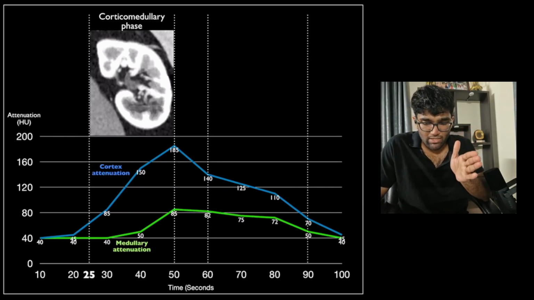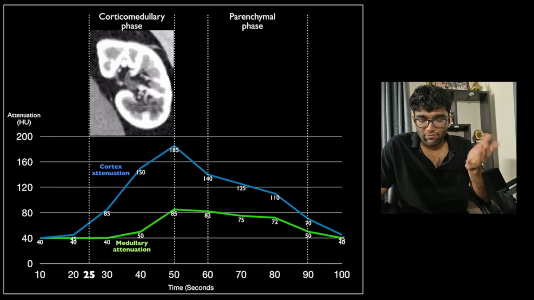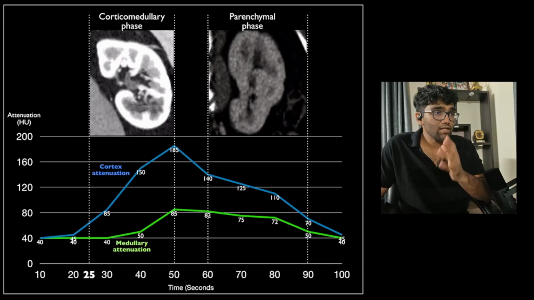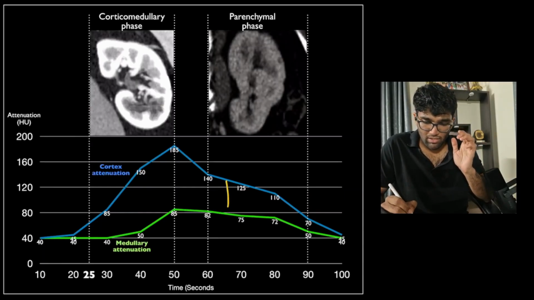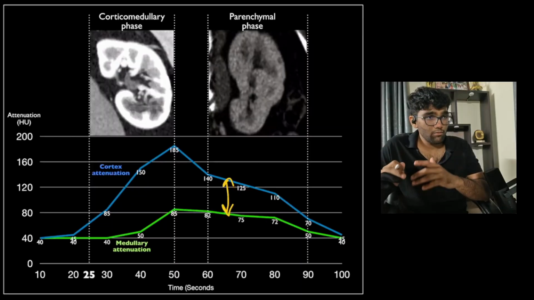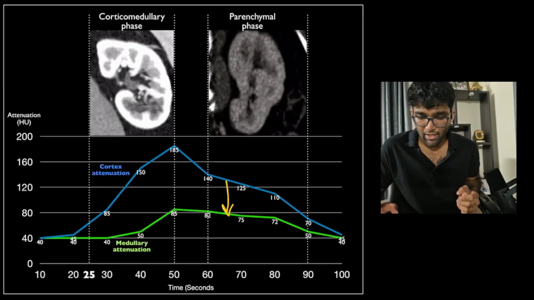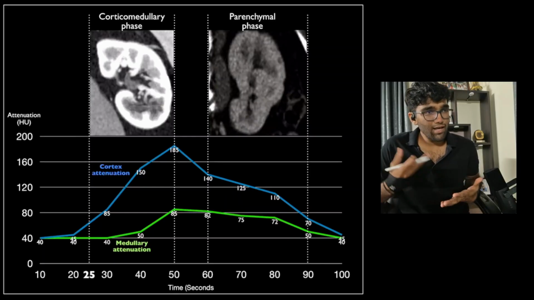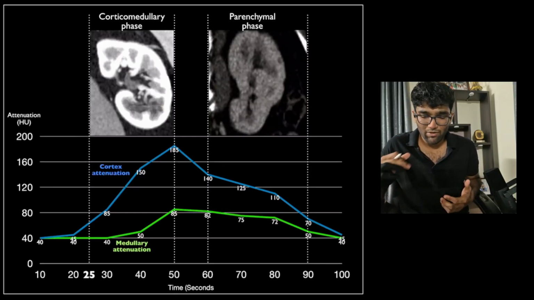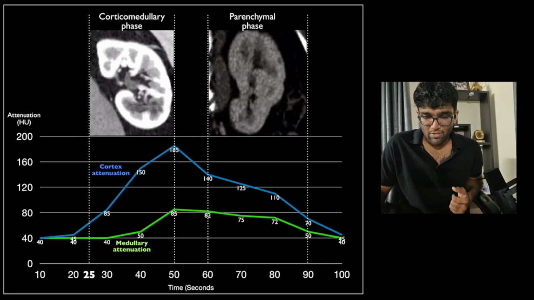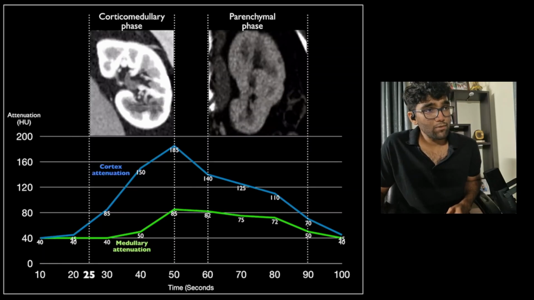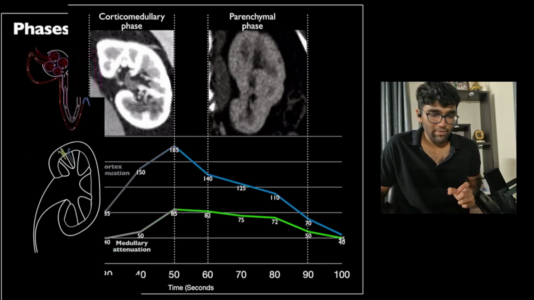So between 60 and 90 seconds rather, you would end up getting what is known as the parenchymal phase, and the parenchymal phase is also called the nephrographic phase. And as you can see, there is still a difference between the cortex and the medulla. The cortex is still more enhancing than the medulla because it has much more blood supply, but the medulla has caught up in terms of attenuation, and the cortex has gone down. So this is the corticomedullary and parenchymal phase. It's very important to understand what that represents.